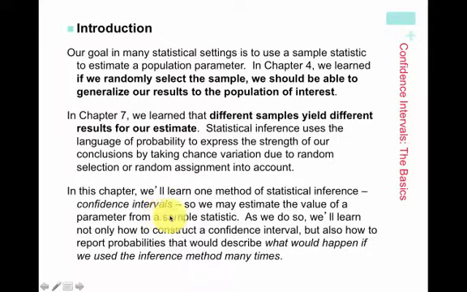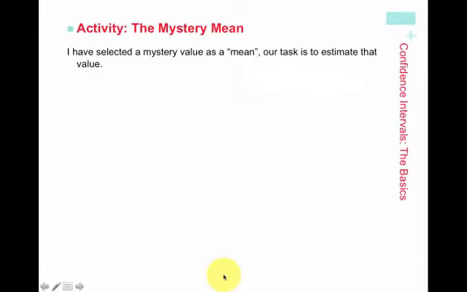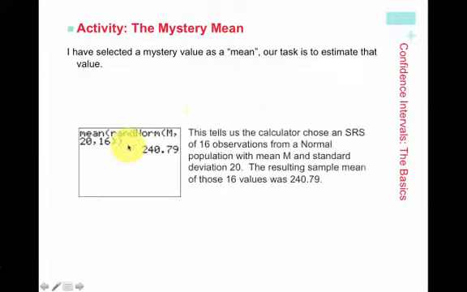What we're going to be doing is estimating the parameter from the statistic. We'll look at how to construct confidence intervals and what would happen if we use the inference method many times. So, to introduce this concept, I've selected a mystery value that will act as a mean value. That's our population parameter. Our task is to estimate that value.